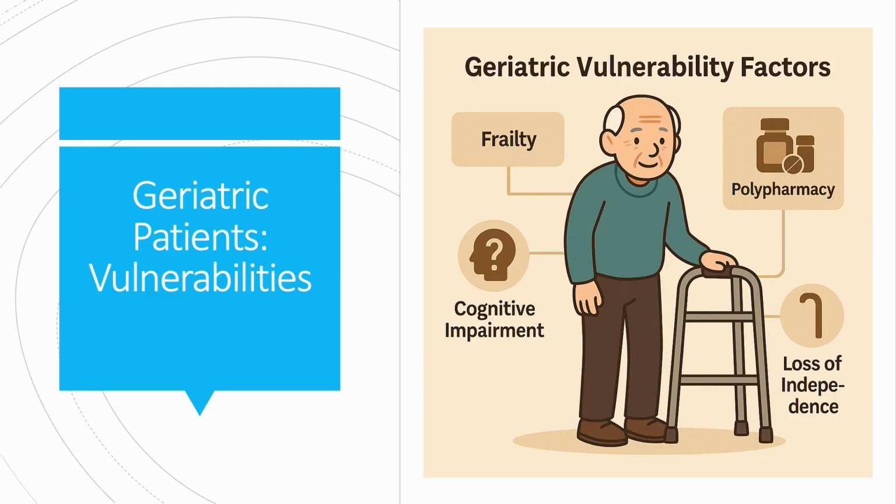When EMS providers enter the home, you may be the only outside professional who sees the patient's living environment. The condition of the home, the cleanliness, access to food and medications, all of these can be indicators of neglect. For EMS, caring for geriatric patients requires a broader lens. You're not just evaluating a chief complaint, you're evaluating the whole person and their support structure.